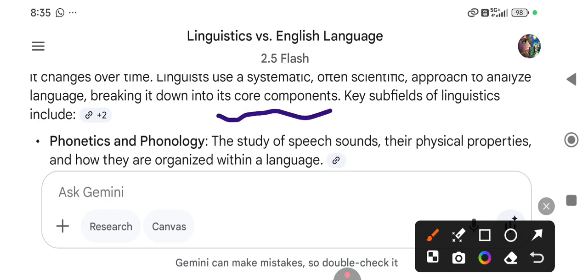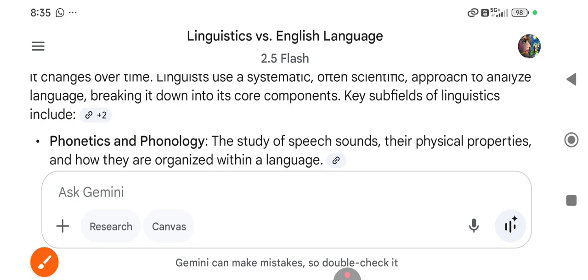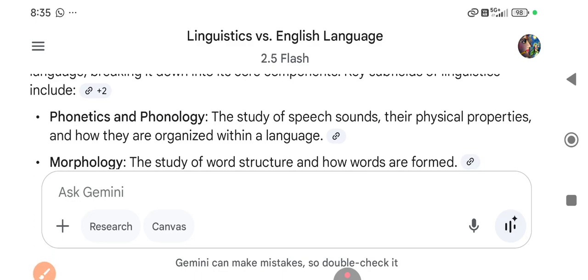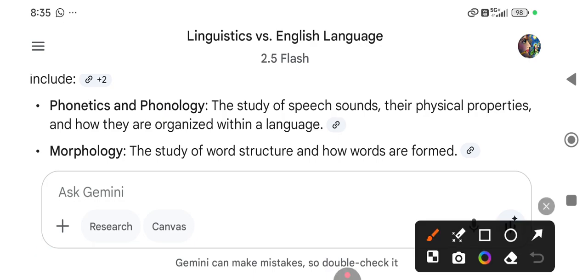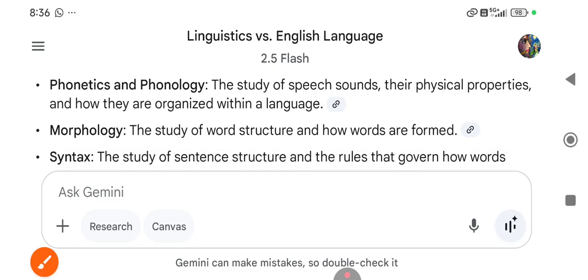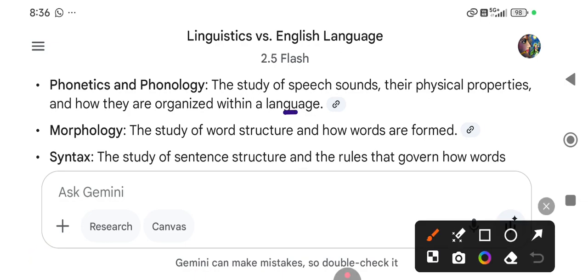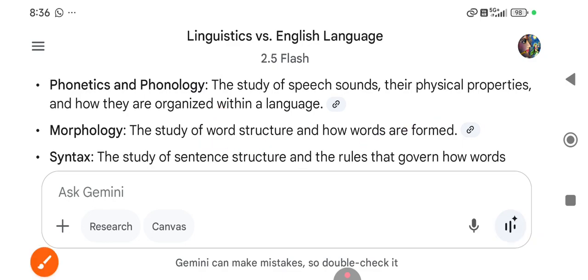So key fields of linguistics include, what are the elements of linguistics? In linguistics we study phonetics and phonology: the study of speech sounds, their physical properties, and how they are organized within a language. Then we come to morphology, the study of word structure, right? Morpheme means words. So the study of word structure and how words are formed is known as morphology.